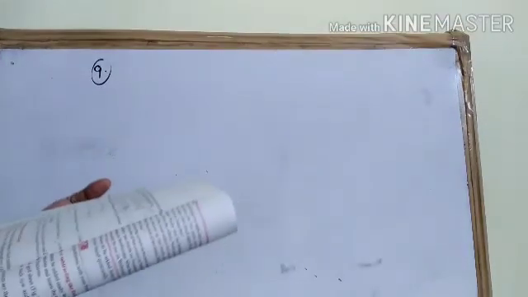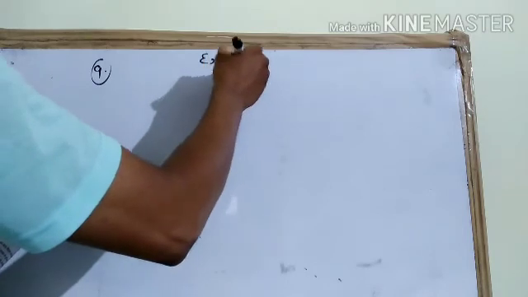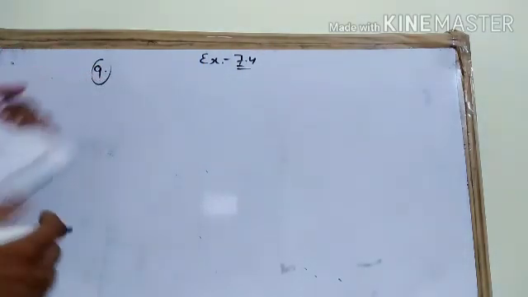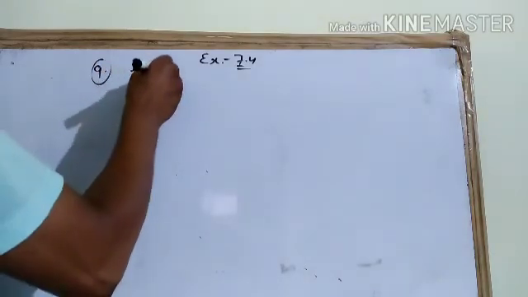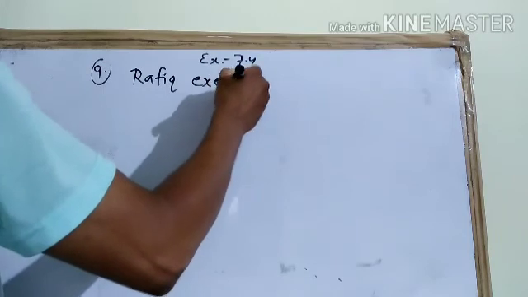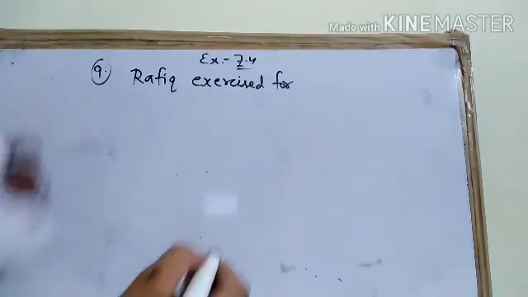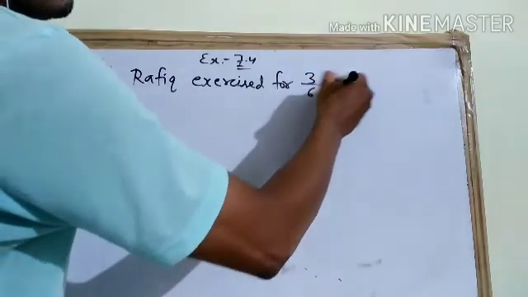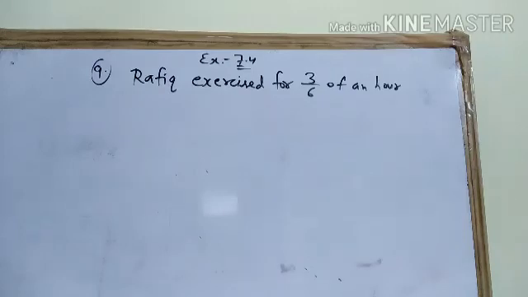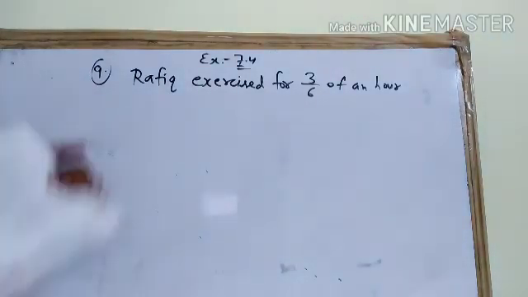Question number 9 of exercise 7.4. Rafiq exercised for 3 by 6 of an hour. मीन्स रफ़ीक 1 घंटे के अंदर 3 by 6 फ्रैक्शन में एक्सरसाइज करता है.